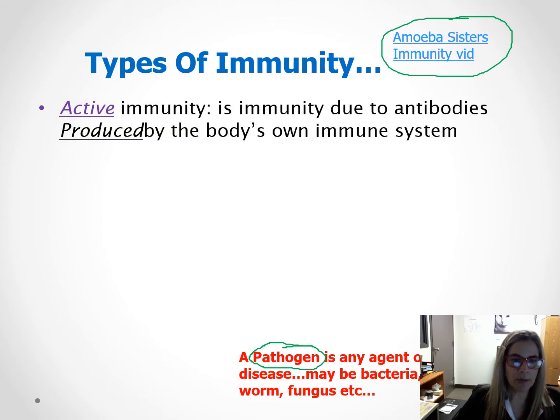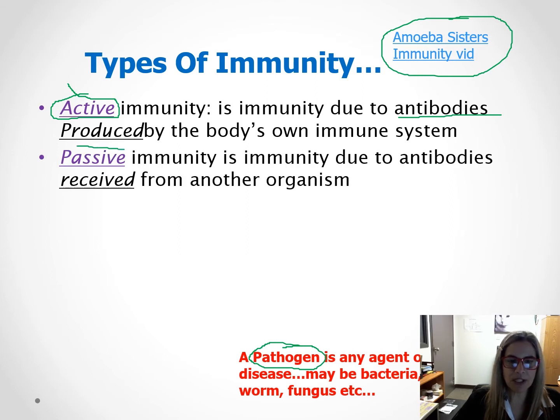Okay, so let's take a look here. When we talk about immunity, the first term that we'll take a look at is active. Now, active immunity basically means that antibodies are going to be produced by your own immune system. Okay, so anytime your immune system is engaged in making antibodies to fight off infection, that is called active immunity.